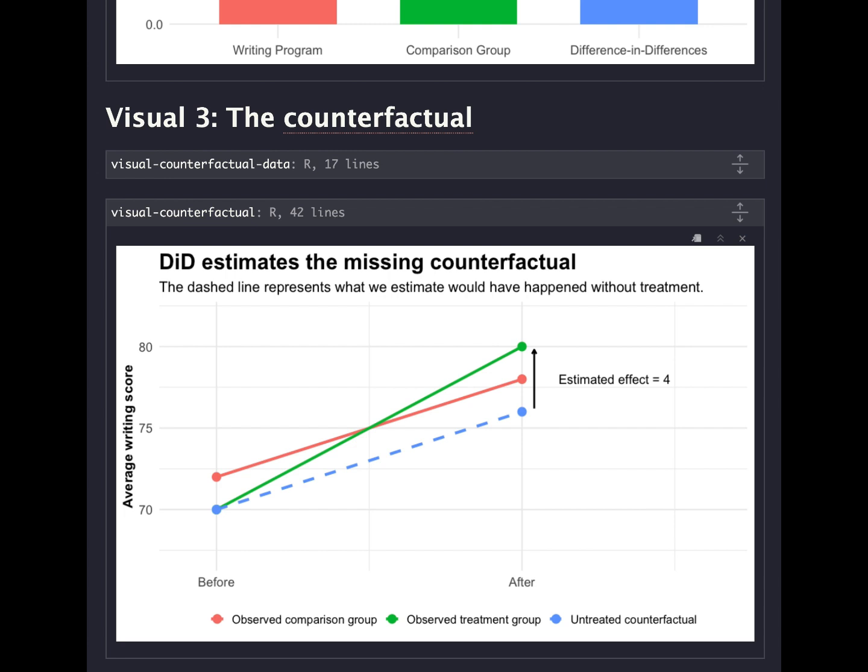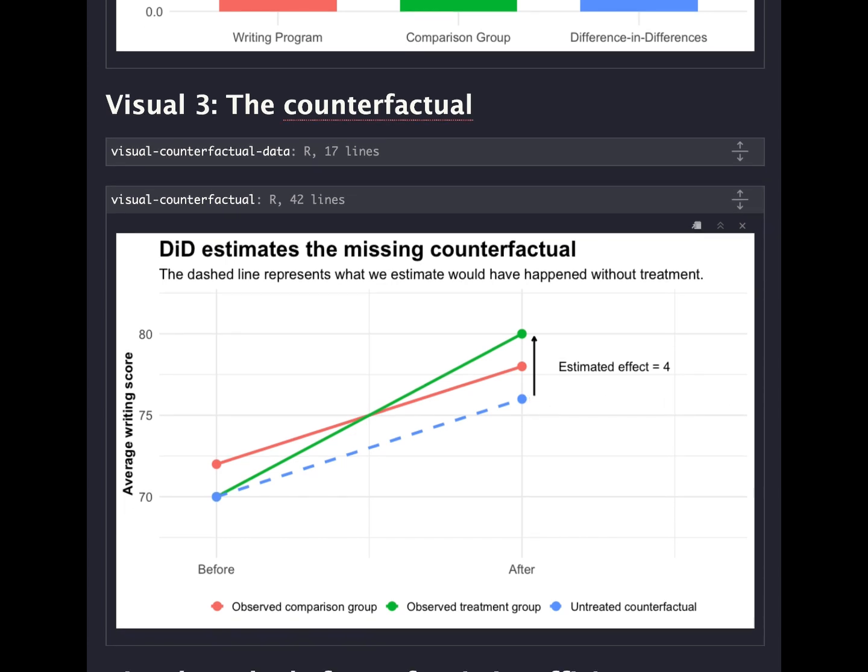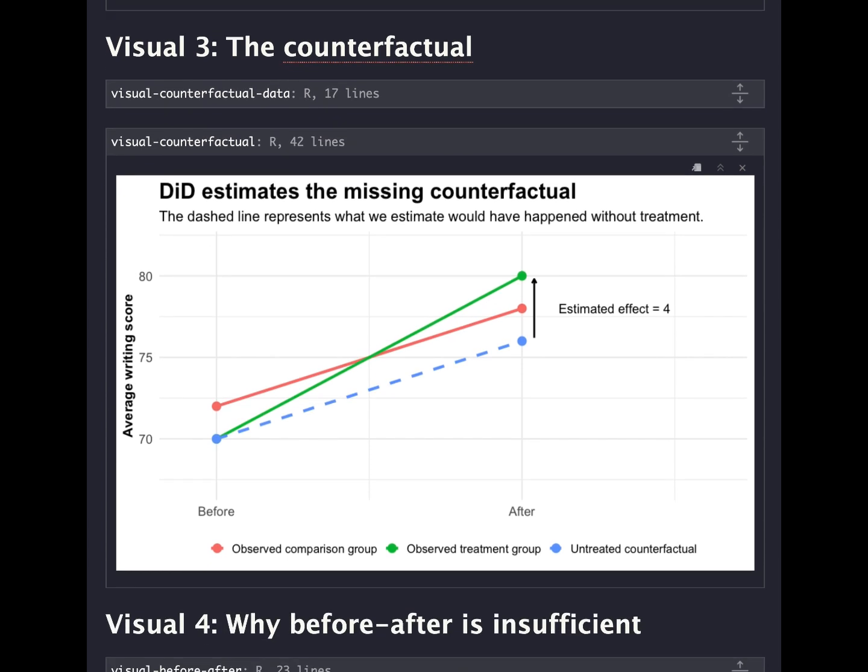Difference in differences is a quasi-experimental research design. It's used when random assignment is unavailable. It combines two comparisons. First, a comparison over time, before versus after. Second, a comparison across the groups, the treated versus untreated.